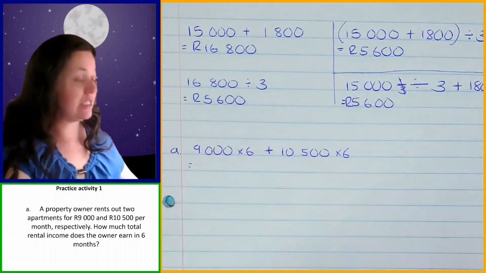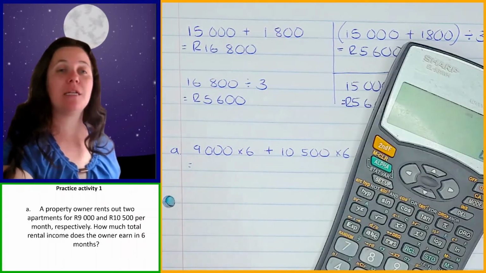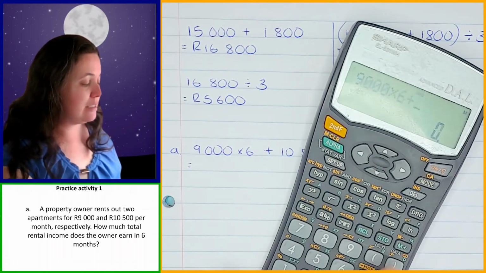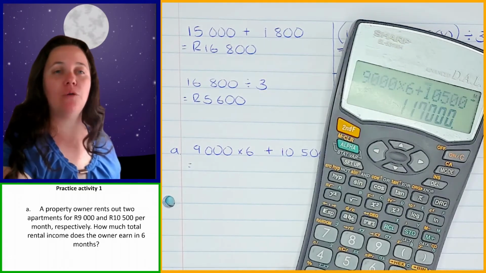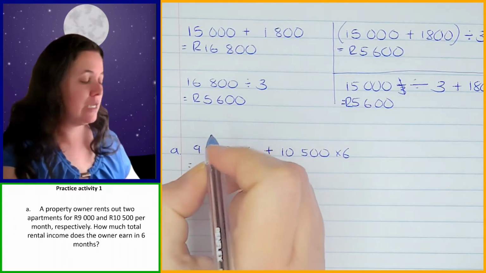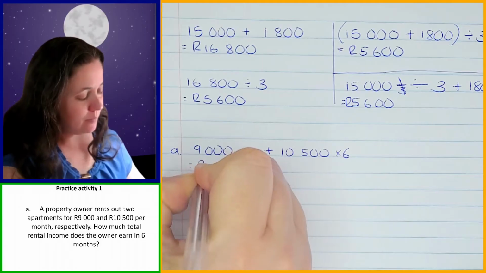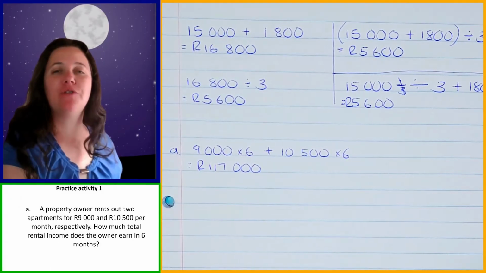You could have done it differently, so long as you end up with the same thing and you've done it in a way that is mathematically correct, it's fine. So we've got 9,000 times 6 plus 10,500 also times 6, and that should give you 117,000 Rand. So that's how much this owner would get altogether for both properties in a period of 6 months. So that's 117,000 Rand. Okay, so that's what we should have got for question A.